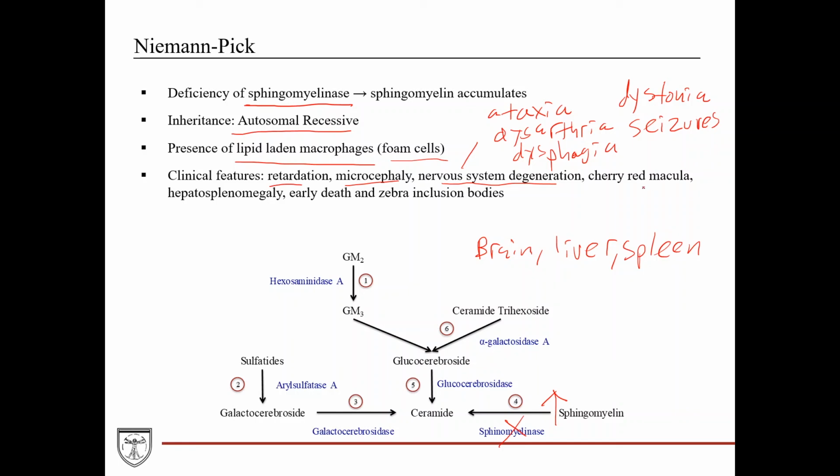So very debilitating disease. Like Tay-Sachs disease, you see these symptoms manifest very early in life during infancy and young childhood. Like Tay-Sachs, you also see a cherry red macule on fundoscopic exam. The difference between Tay-Sachs and Niemann-Pick is that with Niemann-Pick, you do see hepatosplenomegaly, so enlargement of the liver and the spleen. And unfortunately, this disease as well has a terrible prognosis where you see early death, usually by the age of 2 years old. And then you can also see zebra inclusion bodies as well on cellular analysis.